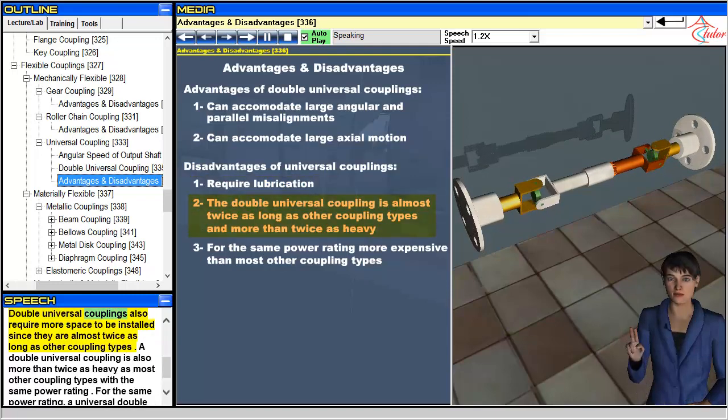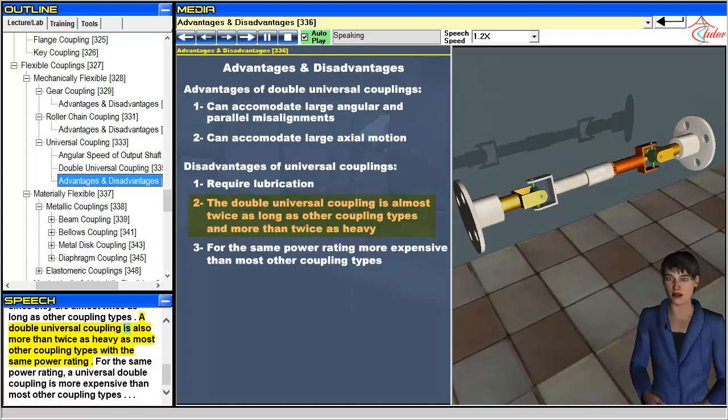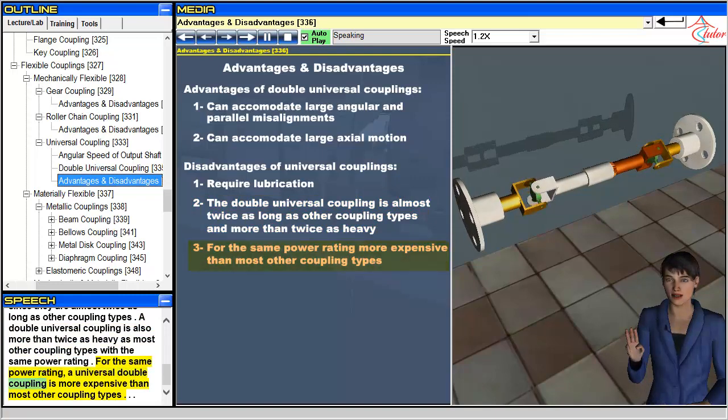Double universal couplings also require more space to be installed since they are almost twice as long as other coupling types. A double universal coupling is also more than twice as heavy as most other coupling types with the same power rating. For the same power rating, a universal double coupling is more expensive than most other coupling types.